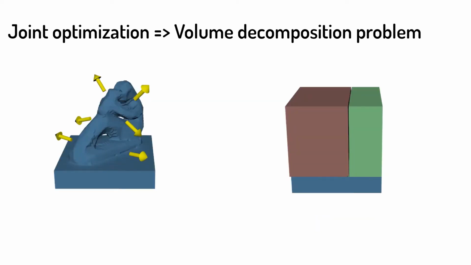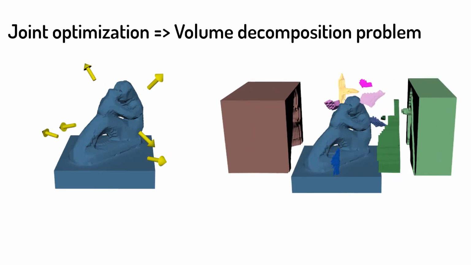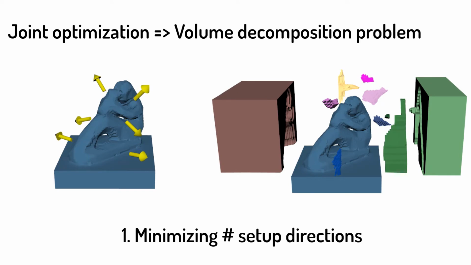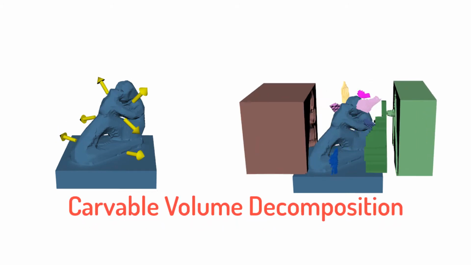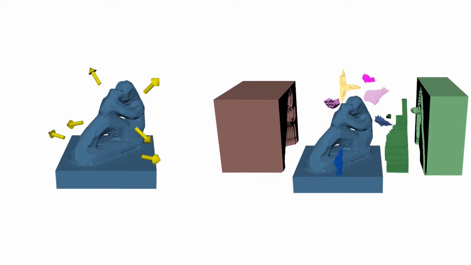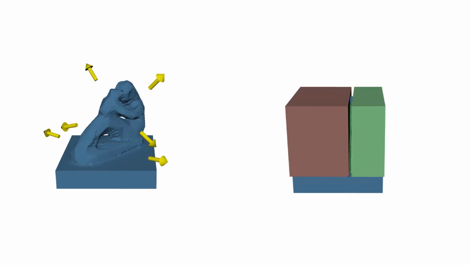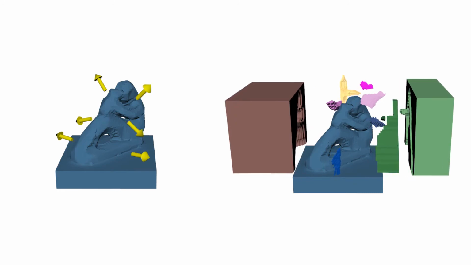Our joint optimization problem can be formulated as a volume decomposition problem, which prioritizes minimizing the number of setup directions while striving for a minimum number of carvable volumes. We call the problem carvable volume decomposition, which is a hard combinatorial optimization problem. Hence, we develop a heuristic solution consisting of the following steps.